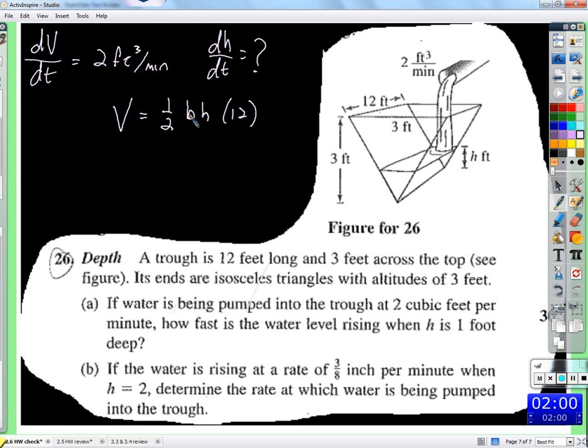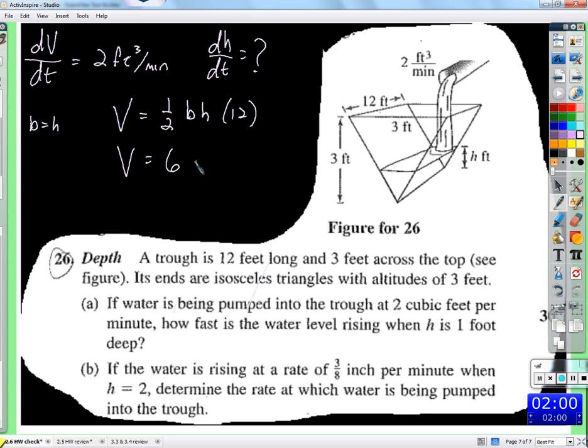So is there a way to replace B with some expression involving H? Is B the same as H? Everybody agree that B is the same as H? It's an isosceles triangle. This side is given to be 3, and this is given to be 3. Any triangle made by the front side of the water is similar, with a base of 3 and a height of 3. So B is always equal to H, so we can replace B with H.